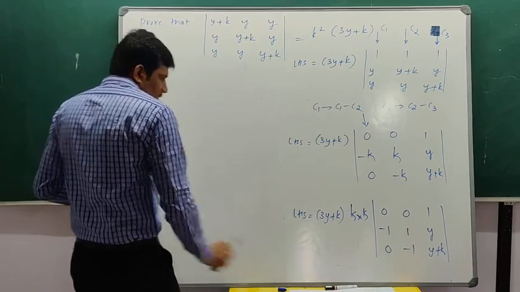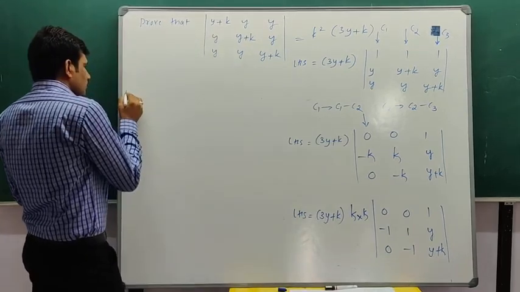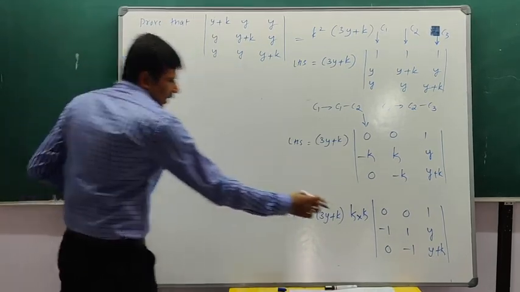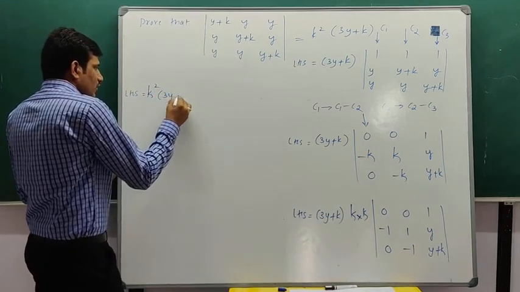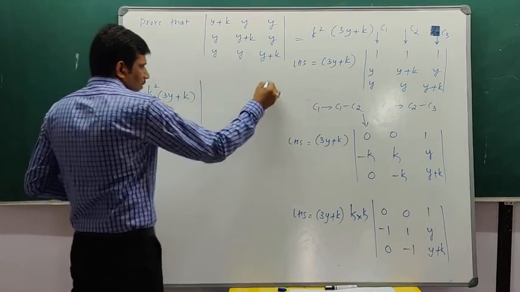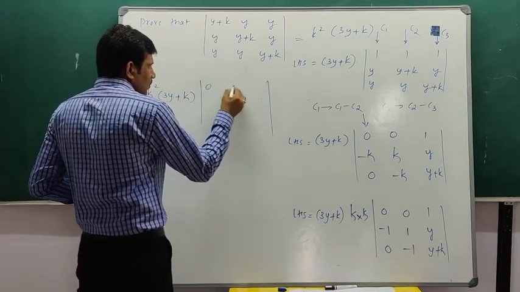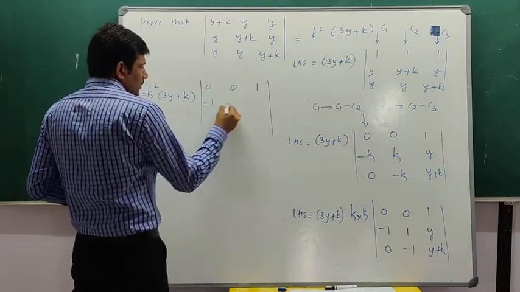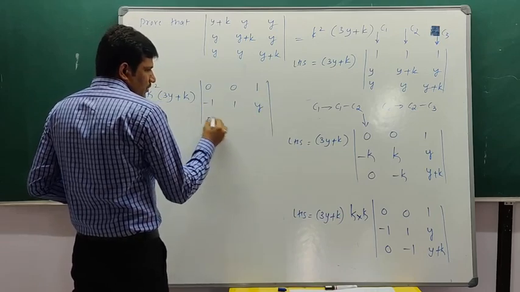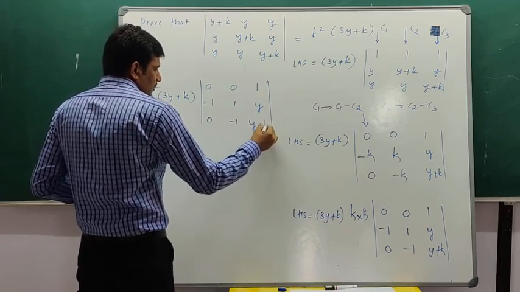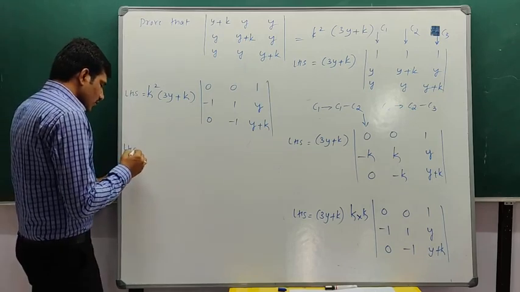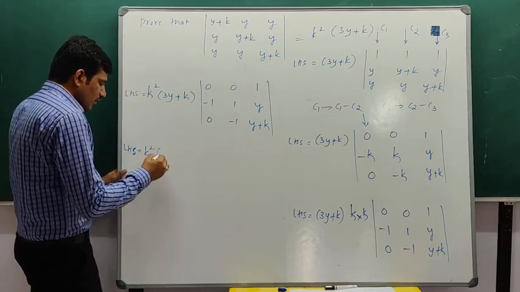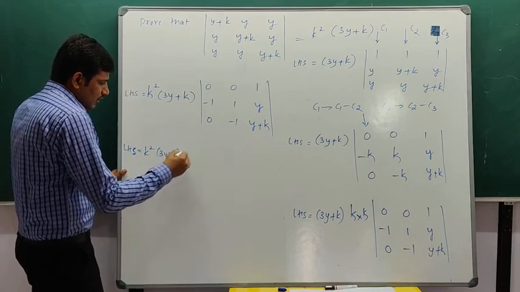Right? So now see here. So LHS is equal to, now this k into k I will write it as k square into 3y plus k into determinant. So now it is 0, 0, 1. Now it is minus 1, 1, y. Now it is 0, minus 1 and y plus k. Now expand this.